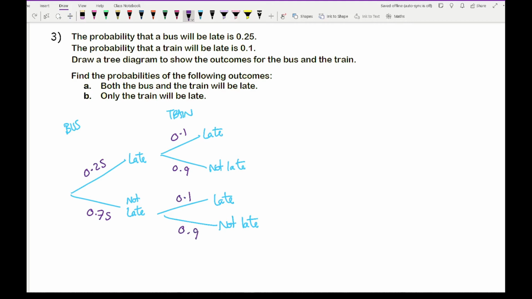And then the outcomes, that's going to be late and late, late and not late, not late and late, and not late and not late. And so the question then says, work out the probability that both the bus and the train are late. So this is going to be going through 0.25 and 0.1. So it's 0.25 times 0.1. And again, if I then just simply work that out, I get an answer of 0.025.